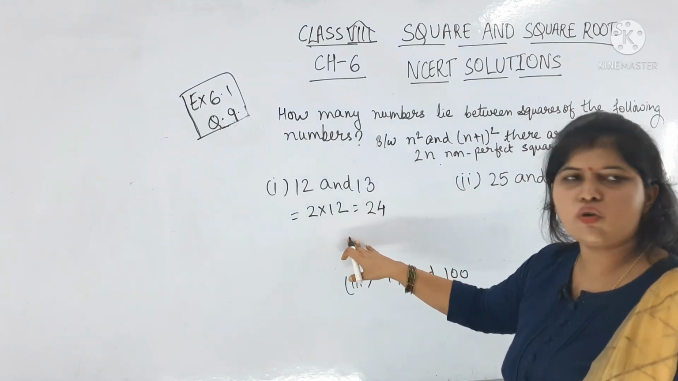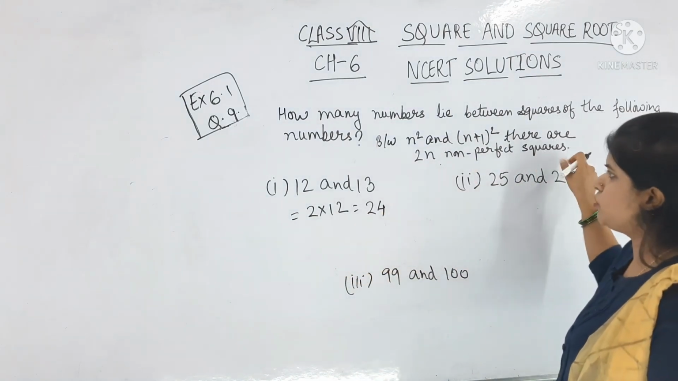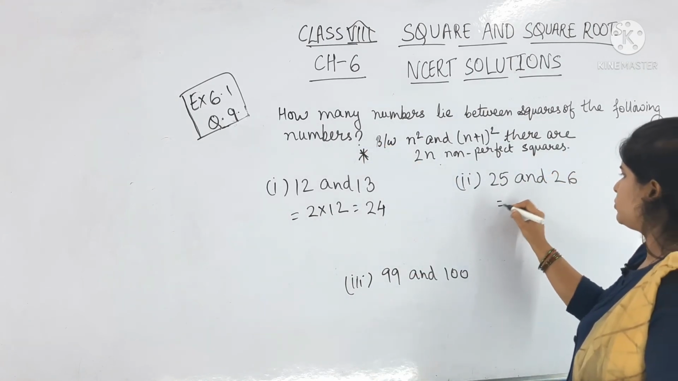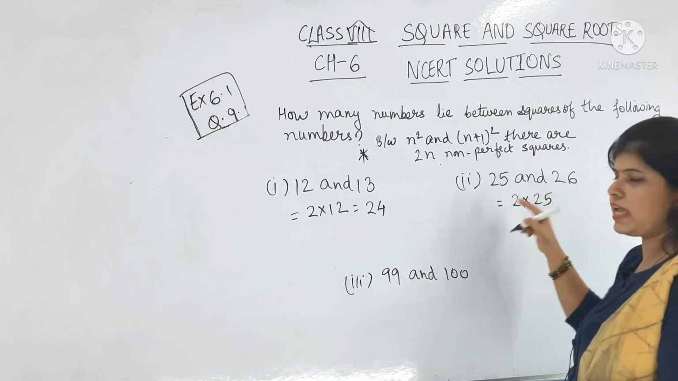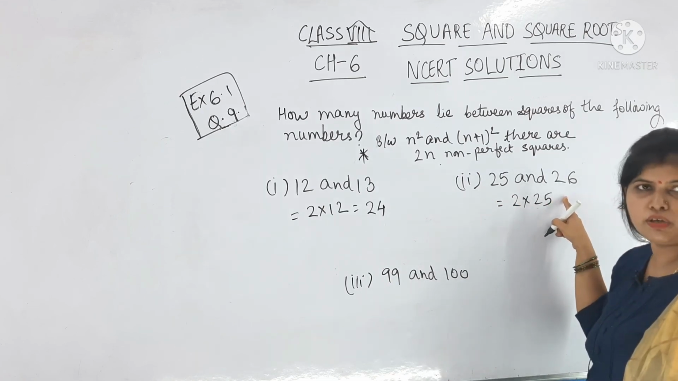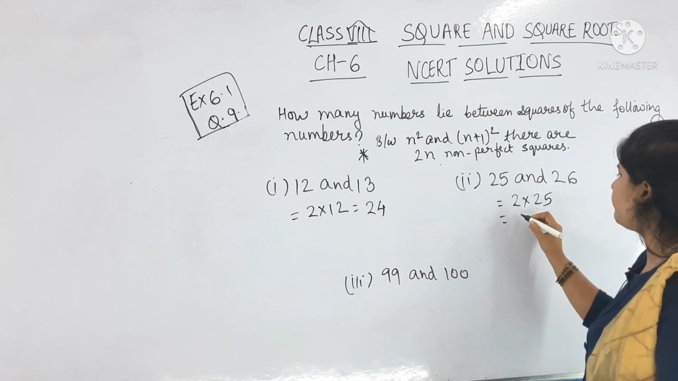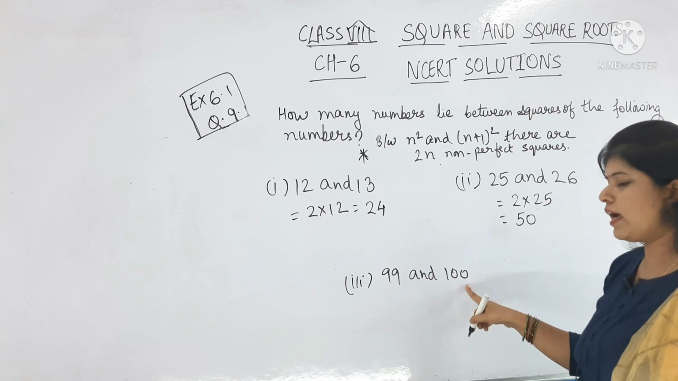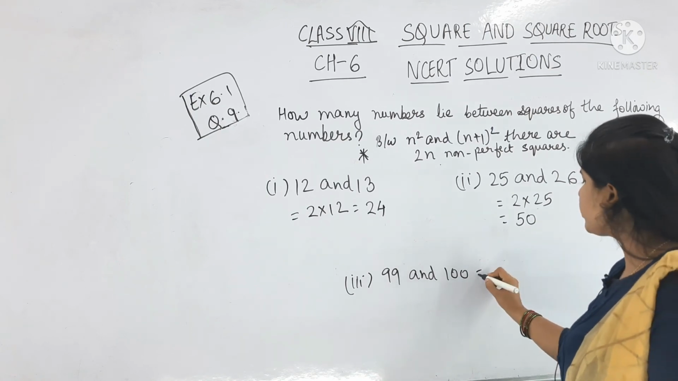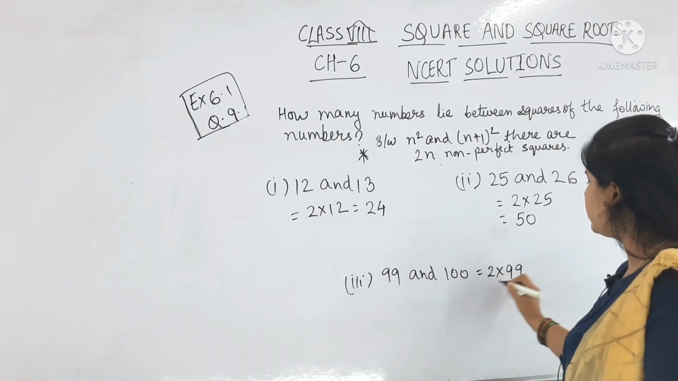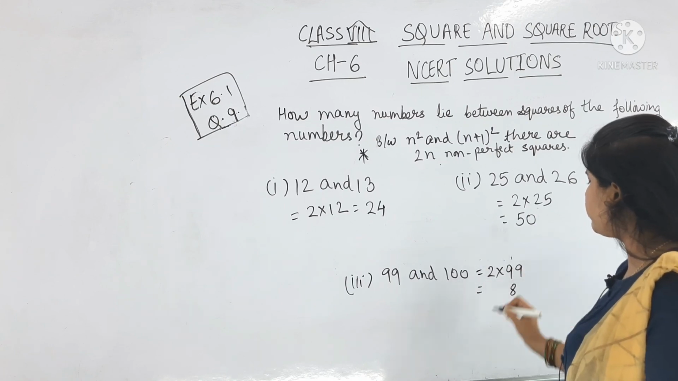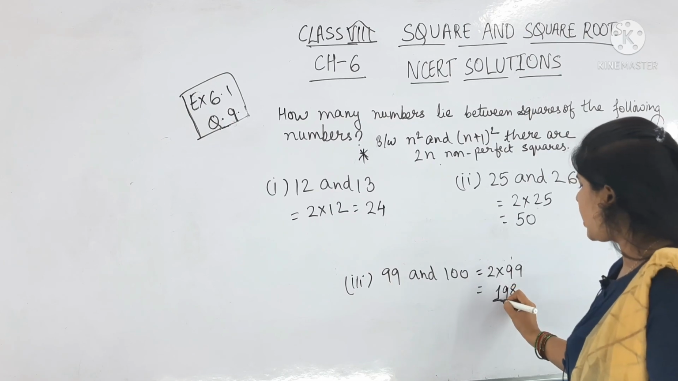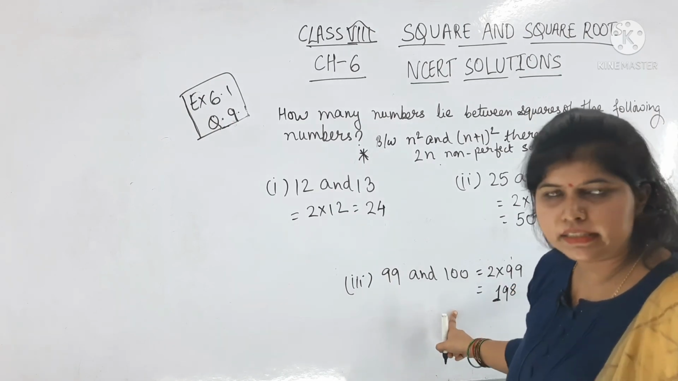You can directly solve by the formula. Okay, this is important, you can note it down. 25 and 26. So here 2 into 25, 25 is n, and here n plus 1 is 26. So 2 into 25 is 50. Here 50 numbers. And 99 is n and 100 is n plus 1. So you can write here 2 into 99. 2 nines are 18, 198. So 198 numbers are there in between the squares of 99 and 100.